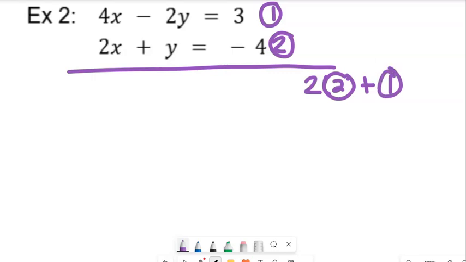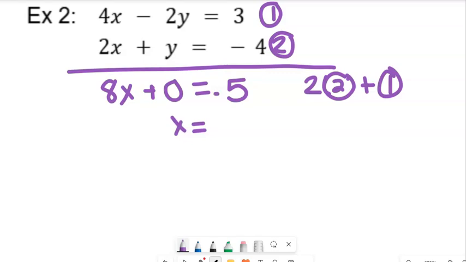So 4x plus 2 times 2x is 4x, so that'd be 8x. Negative 2 plus 2 times 1 is 0. 3 plus 2 times negative 4, 2 times negative 4 is negative 8. So this is negative 5. x equals negative 5 over 8.